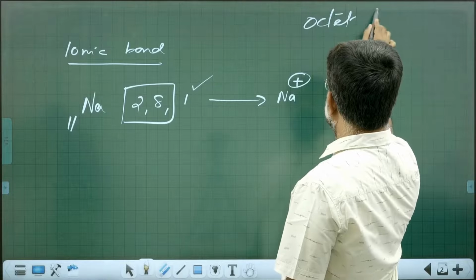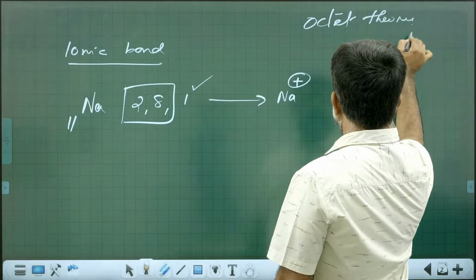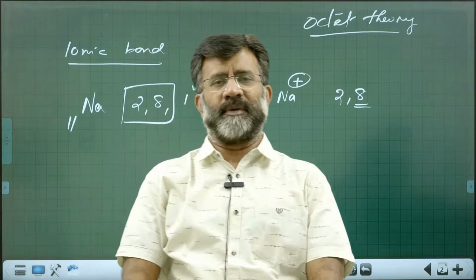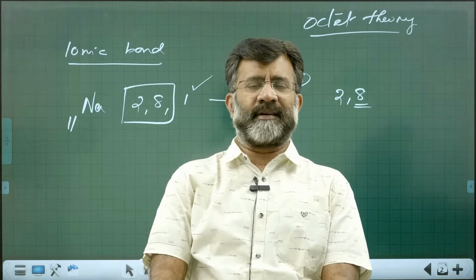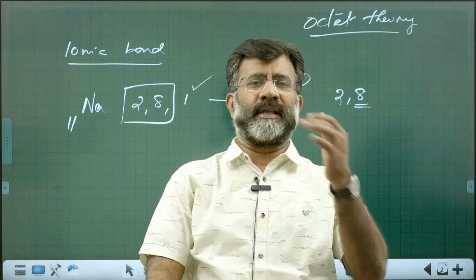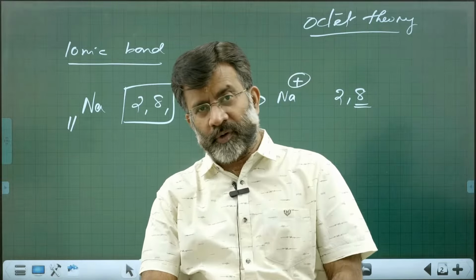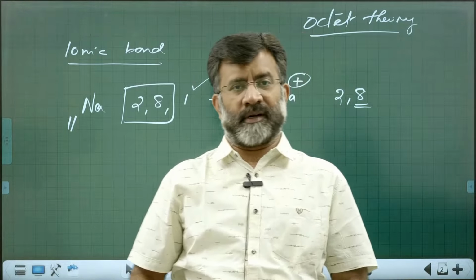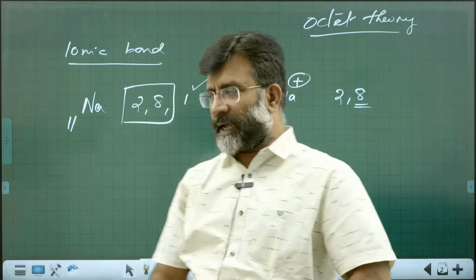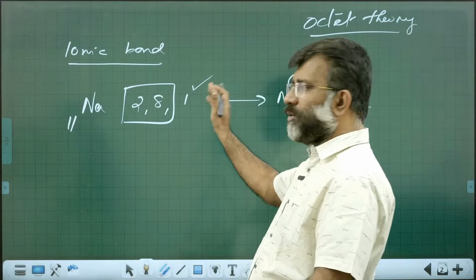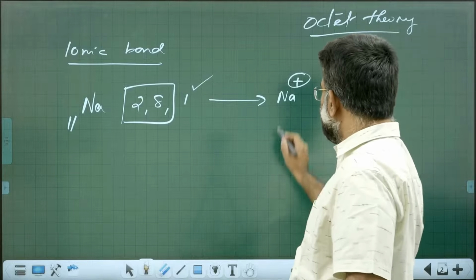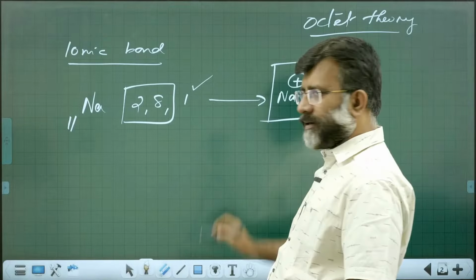What is octet theory? A theory suggesting that atoms are undergoing chemical combination, and thereby they are trying to get 8 electrons in the system. I'm sure all of you know there are so many molecules which are violating the octet system. We will discuss on the course of time. Here, sodium, by losing the valence electron, it is getting octet, and thereby it is converted to a cation.